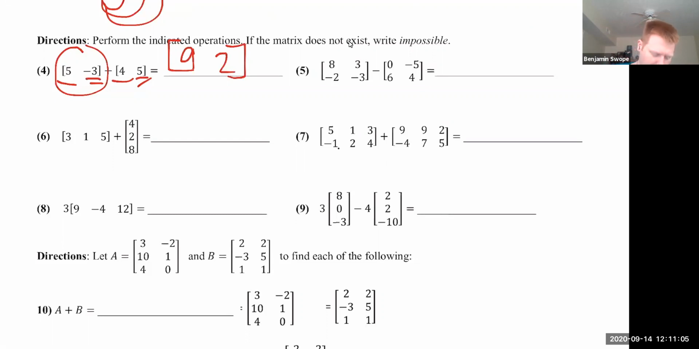Number 5, same idea. We have a 2 by 2 matrix, so our answer's also going to be a 2 by 2. So just subtract the parts that go together. So 8 minus 0 would just be 8. Guess I could use different colors. 3 minus -5. That's a double negative, so that's really 3 plus 5. So that'd be also 8. -2 minus 6 would be -8. A lot of 8s. And then -3 minus 4 would be -7.